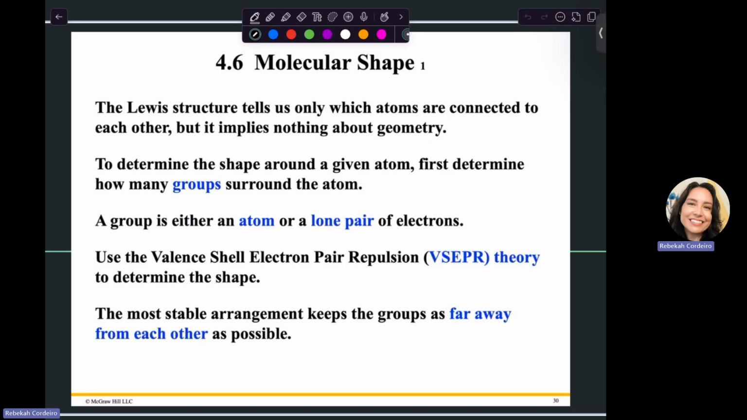We use what's called the valence shell electron pair repulsion theory to determine the shape. This essentially means that the electrons on the outside of the atom, the valence shell electrons, repel each other, so they want to be as far apart as possible. When we look at the number of groups around an atom, we want to position the electron groups so that they are as far apart as they can be from each other, and think about it also in three-dimensional space.